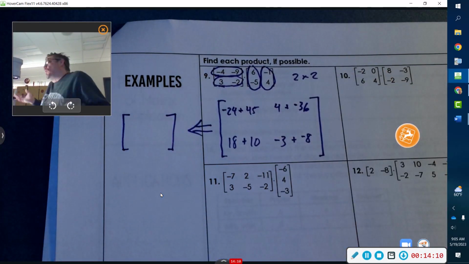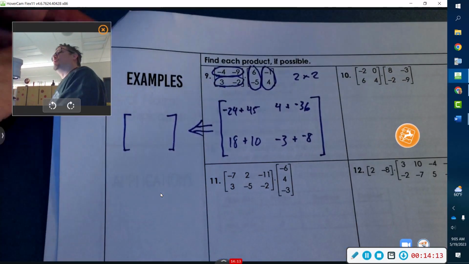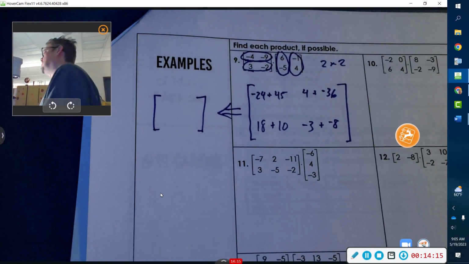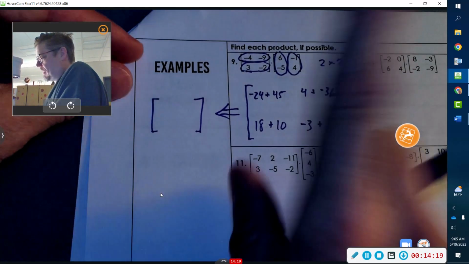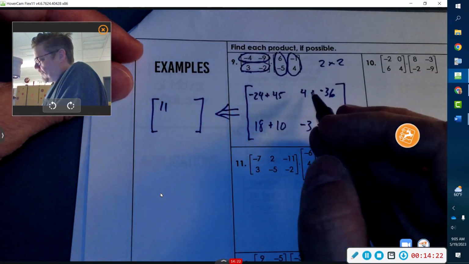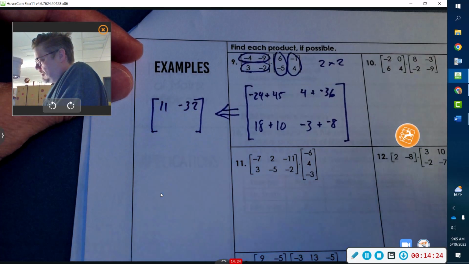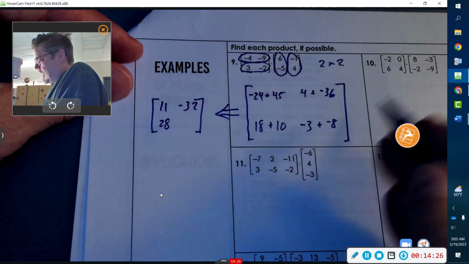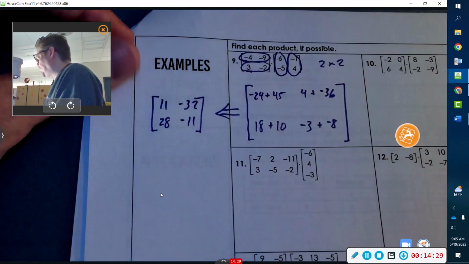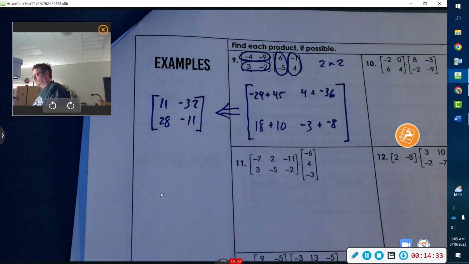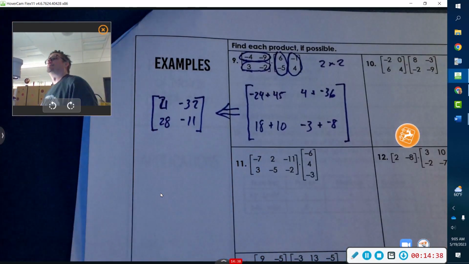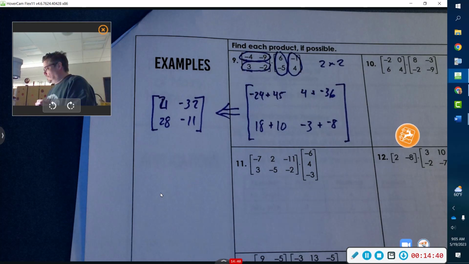Now you may be wondering, what is the point of this? There's immense applications to this, that we will definitely get into because it's really fascinating. This is 11. This is negative 32. This guy is 28. And this guy is just negative 11. Except that's 21. All right. So far, so good?